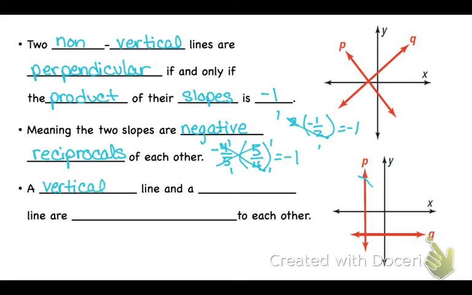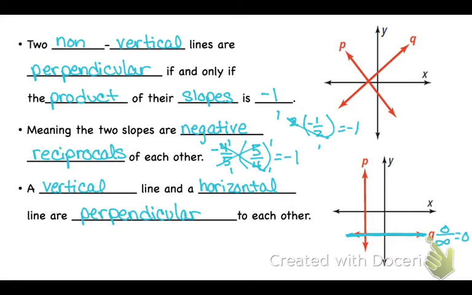A vertical line and a horizontal line are perpendicular. Now, I do want to let you know about the slope of a vertical line. Slope is rise over run, correct? For a horizontal line, the change in y is 0, so this is 0 over infinity. That would still be 0.